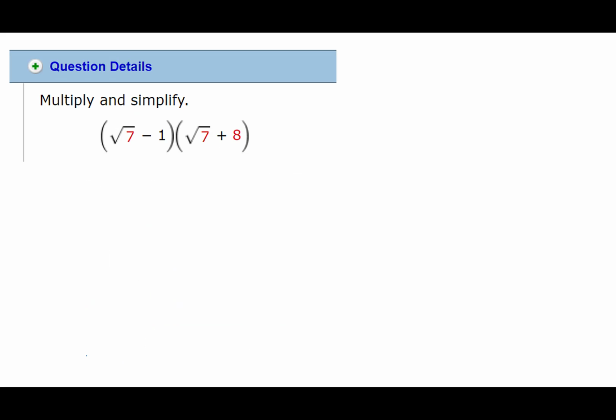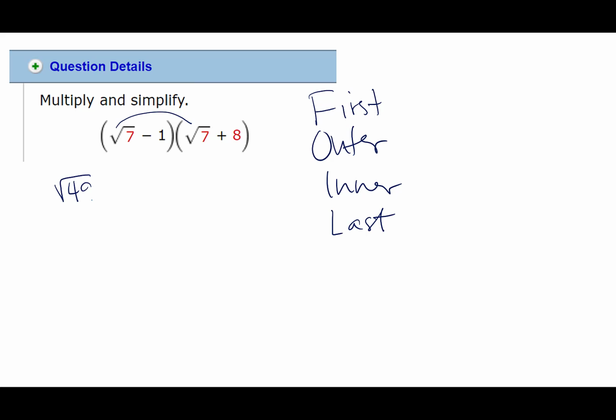Okay, I'm going to multiply again. This example, we will multiply and simplify, but we'll follow the FOIL method. Remember, FOIL is first times outer, and then multiply the inners and last. So 7 times 7 is 49. 7 times the whole number 8 is 8 square roots of 7. Negative 1 times the square root of 7 is negative 1 square roots of 7. And then negative 1 times 8 is negative 8.